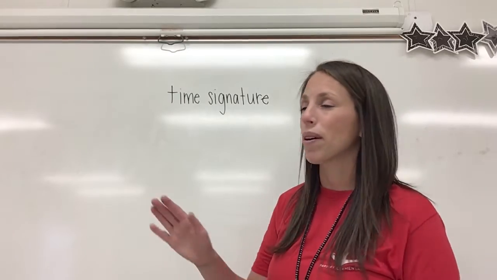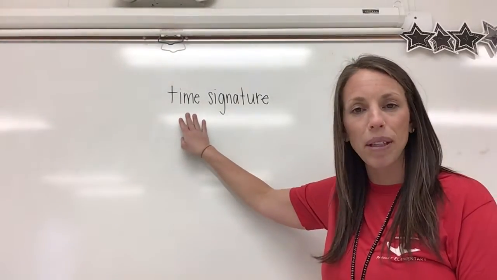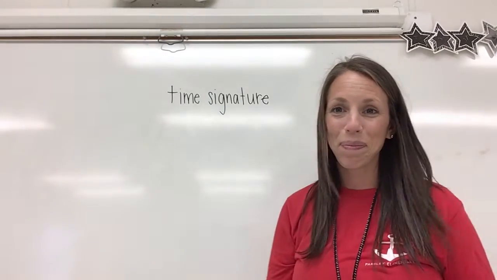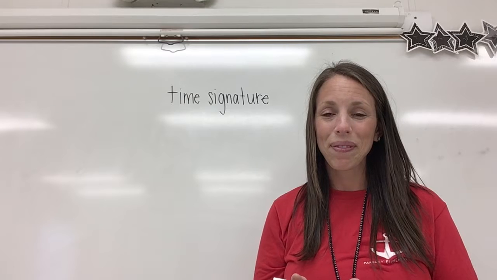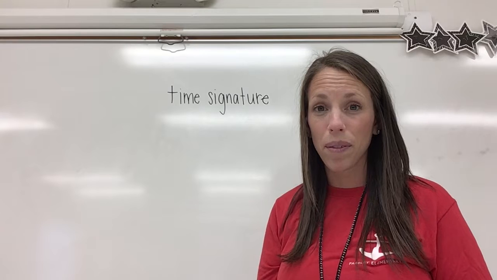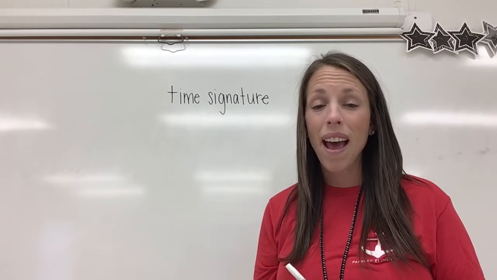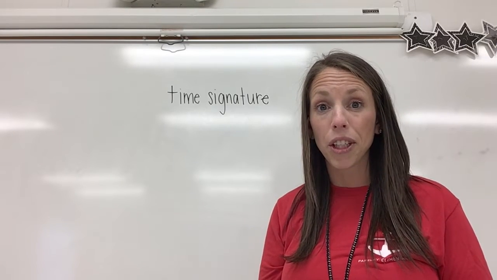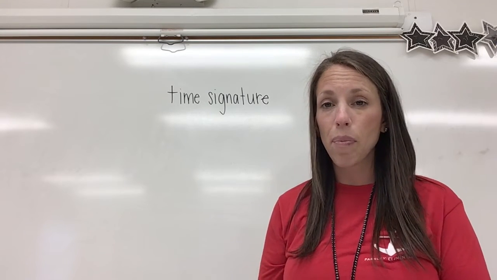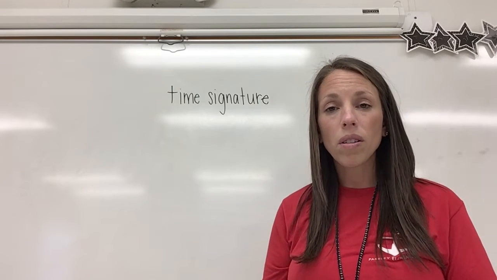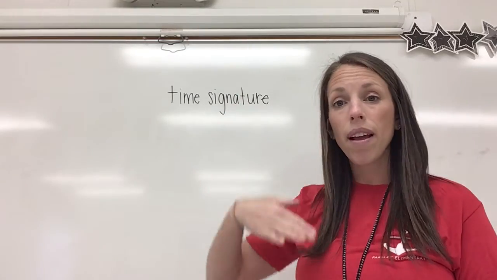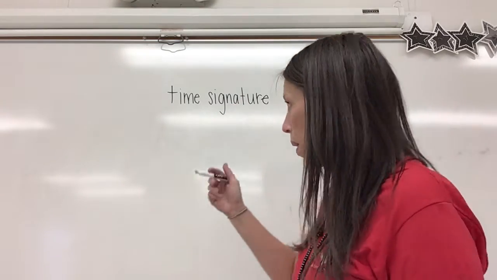At the top of your paper, let's write down our vocabulary word for this lesson, time signature. A time signature is a music symbol that tells us how many beats are in a measure and what type of note gets the beat. So, all time signatures have two numbers. They have a top number and a bottom number.